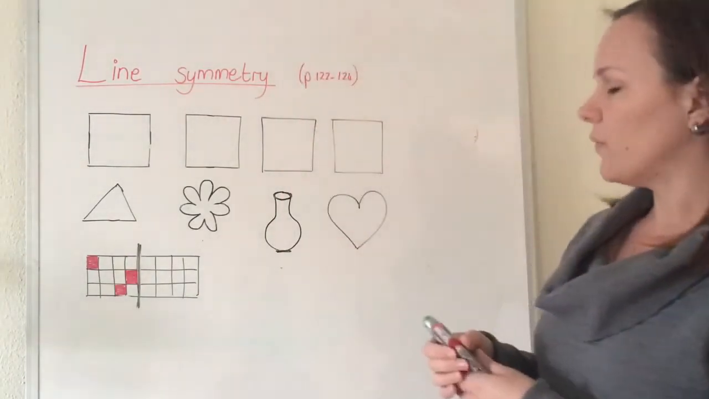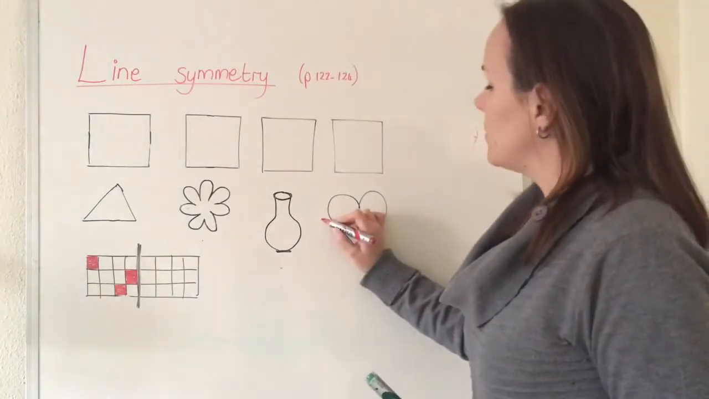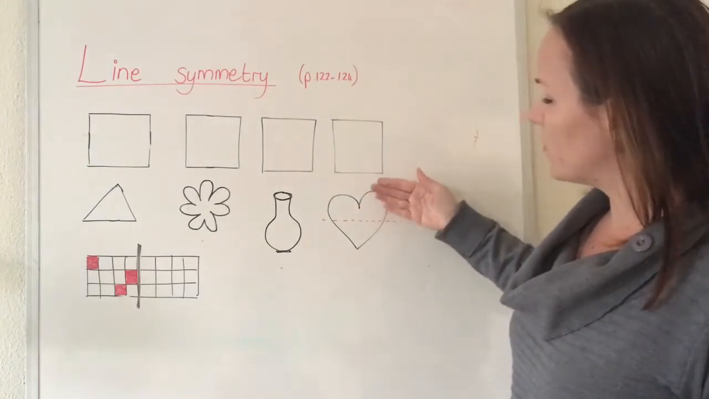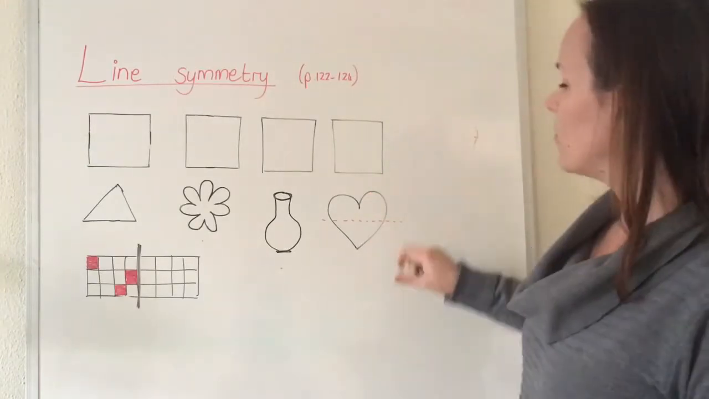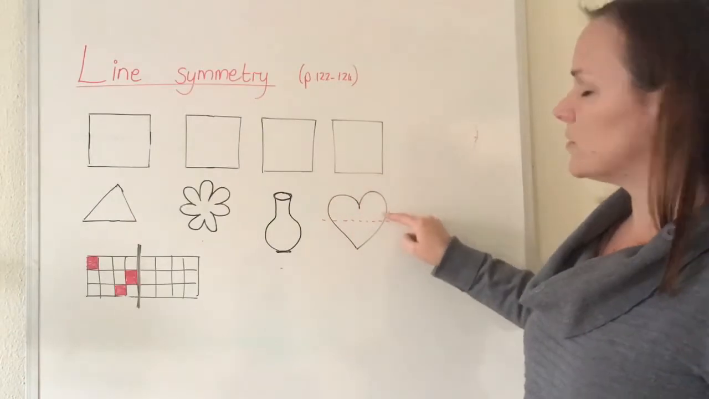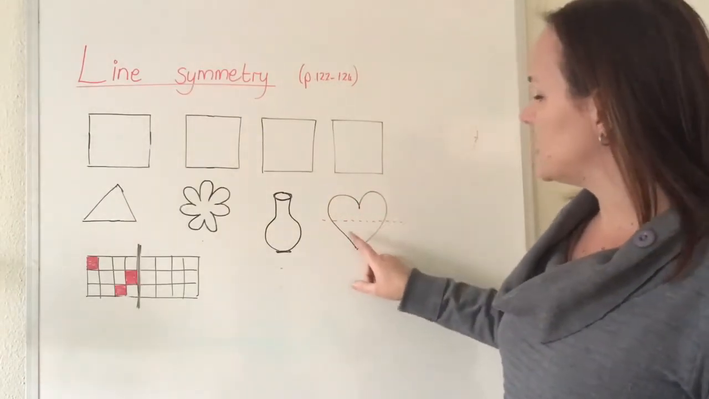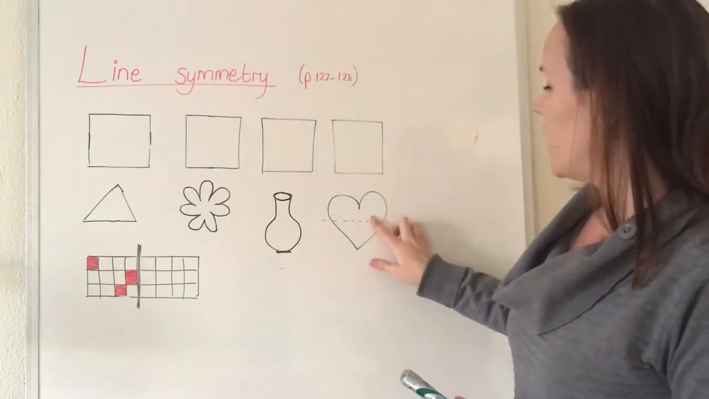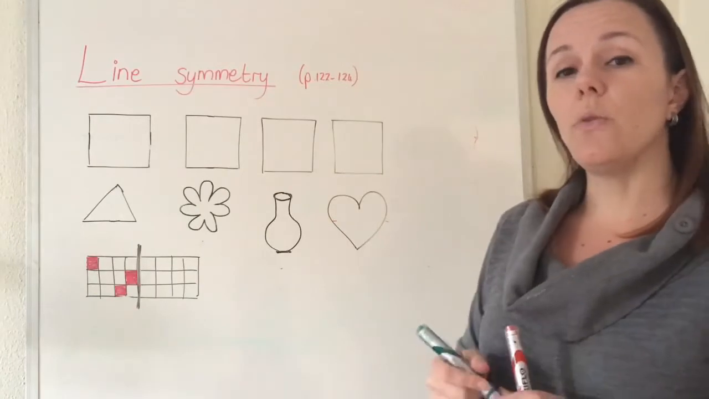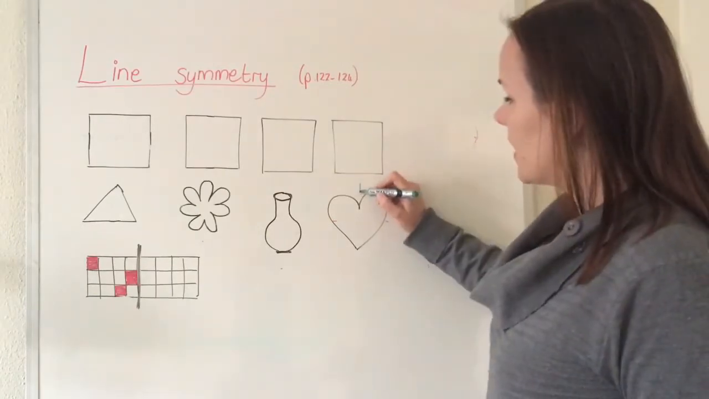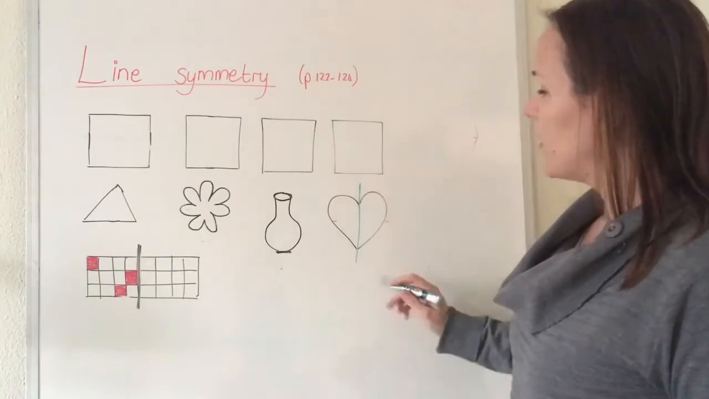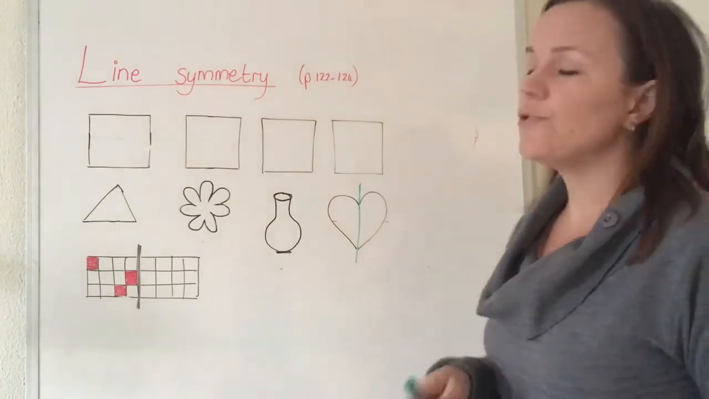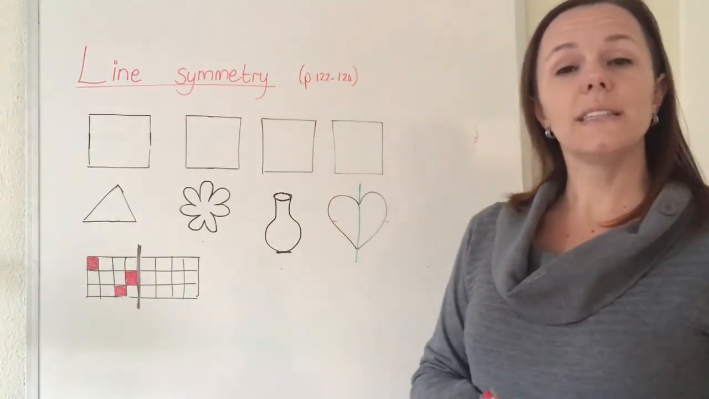Let's look at the heart, for example. I cannot divide it in half like that because then the top half does not look the same as the bottom half. The top half has these two almost half circles and the bottom has this part that looks almost like a triangle or a funnel. So to divide this heart in half so that the one side looks the same as the other side, I would have to draw the line there. Then this side looks the same as that side. And this line that we draw is called the line of symmetry.